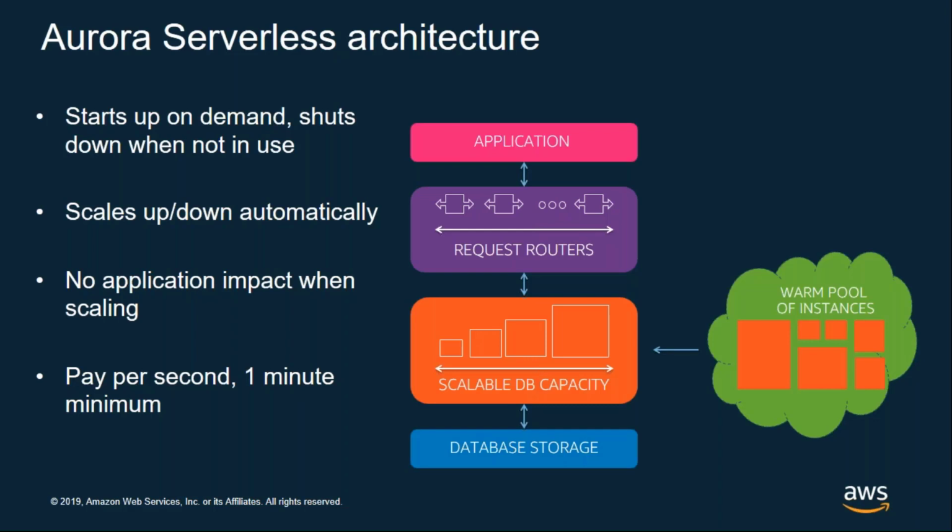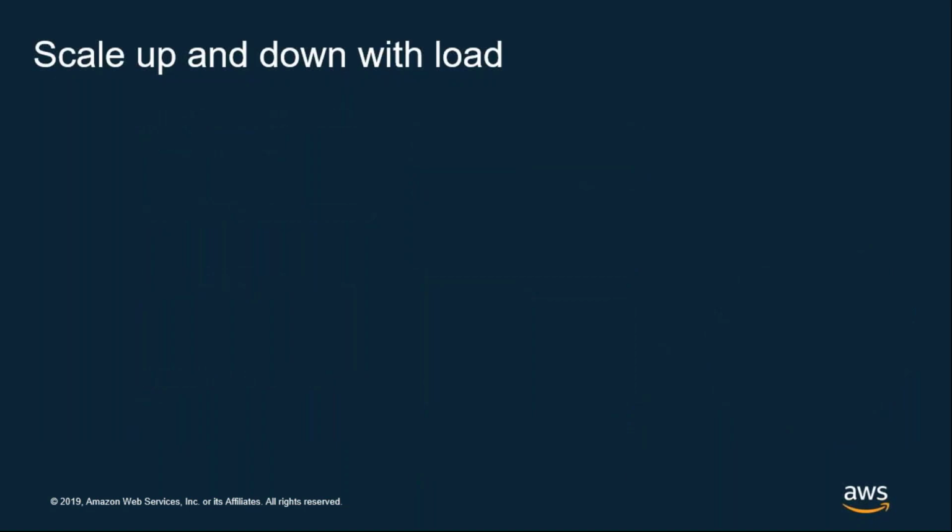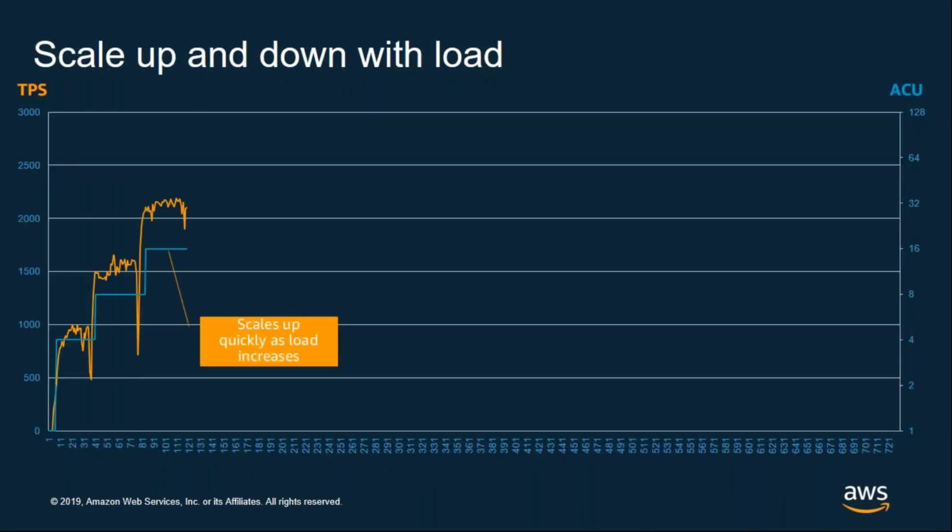So again, here we have a warm pool of instances that we manage for you, and we automatically scale capacity up and down based on the workload that's coming in. There is literally no application impact when scaling, and you only pay for what you use. So you don't need to provision for peak or provision for less than peak. You only provision for what you need, and you pay per second with a 1 minute minimum. So with that, I'm going to show you a brief example of what that workload would look like.